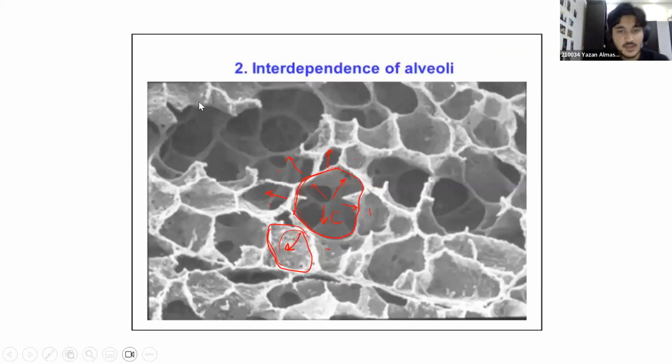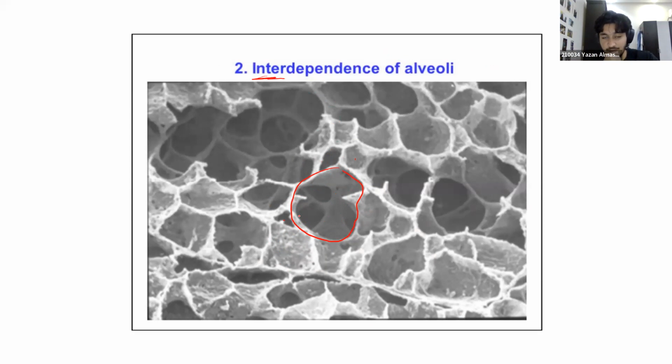Sure, of course. From the beginning, because maybe the explanation got confusing. We said that interdependence of alveoli means that alveoli, these circles are all alveoli. This alveolus is not independent. They are dependent on each other. Inter means that they depend on each other.